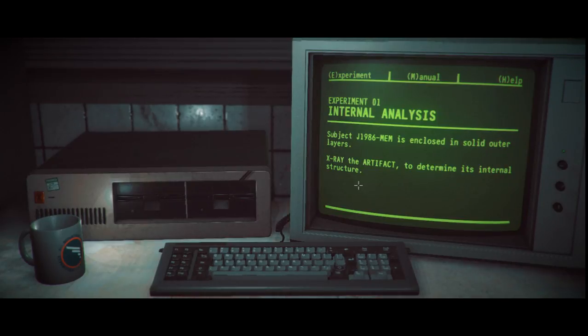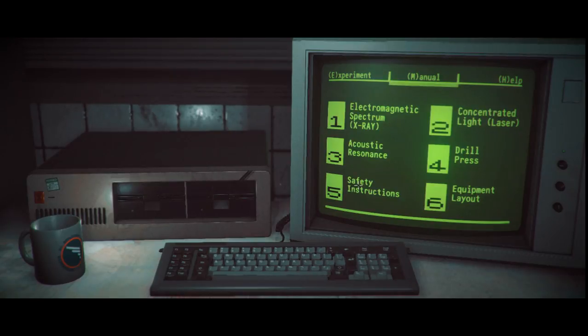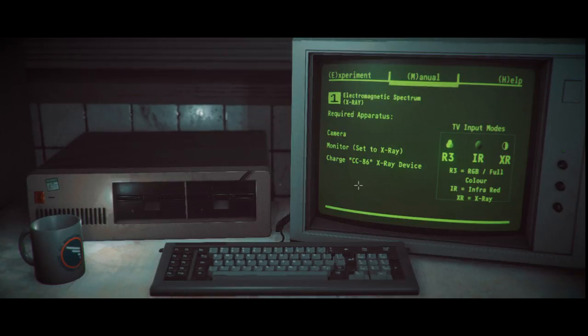X-ray the artifact. Determine its internal structure. Charge CC86 X-ray device.